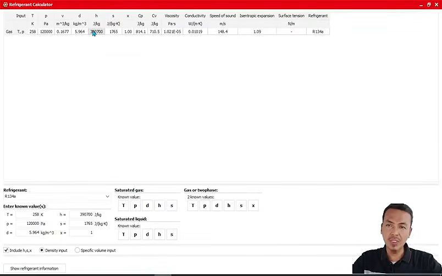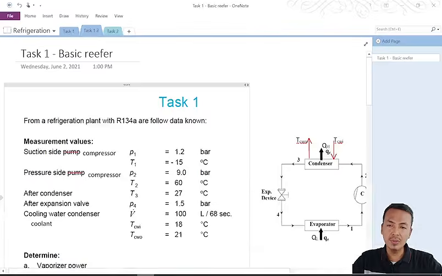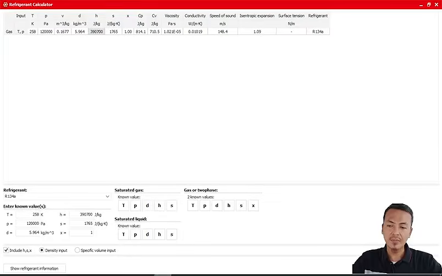Okay, so we got the H1 data after the evaporation. So we need to get the enthalpy after the compression at H2 condition at 9 bar and 60 degrees Celsius. So we need to input also the 2 known values. The first one, the temperature at 60 degrees Celsius, or same as 333 Kelvin. Yeah?